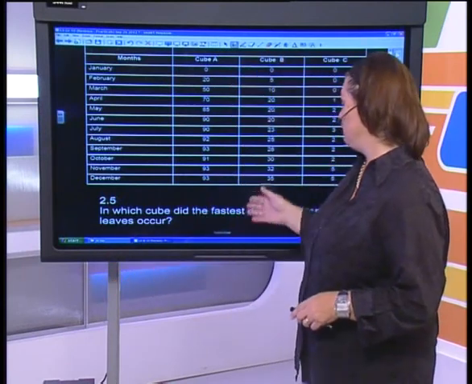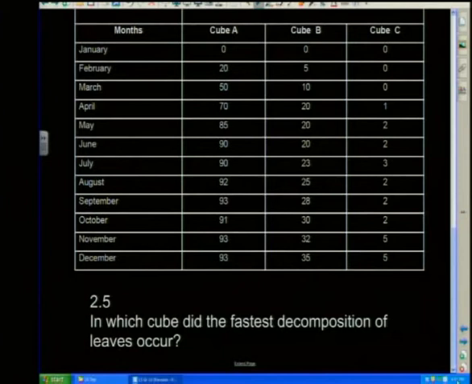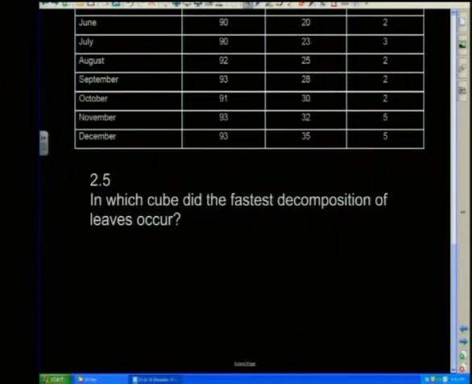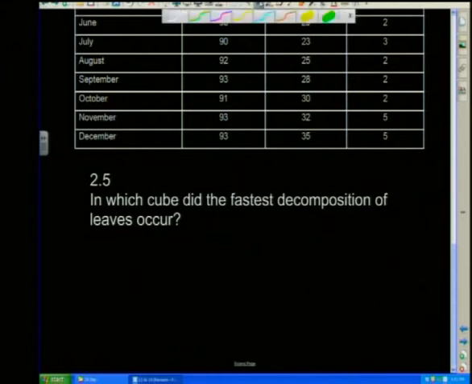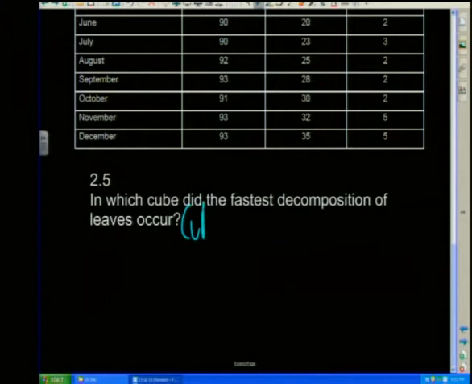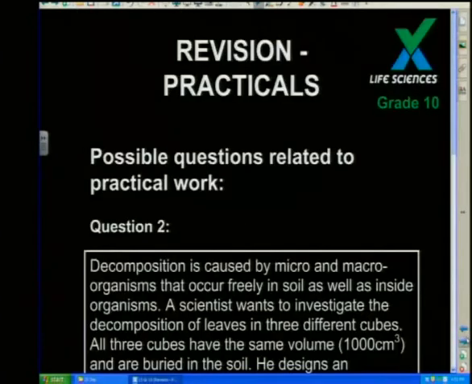In which cube did the fastest decomposition occur? We can see over there, just looking at the results, nice and quick. That would be cube number A. I need, as I said, more power. In which cube? Okay, cube number A. All right, let's go, cube A. So nice, easy marks for that one. Okay, let's go to the next one.